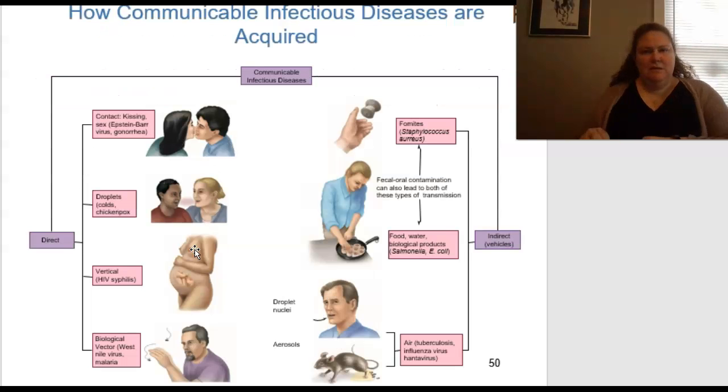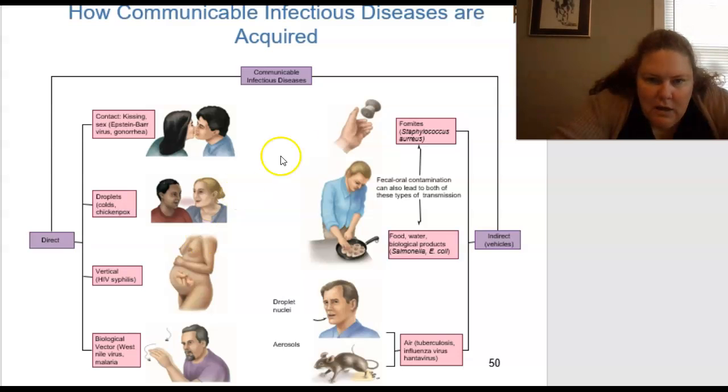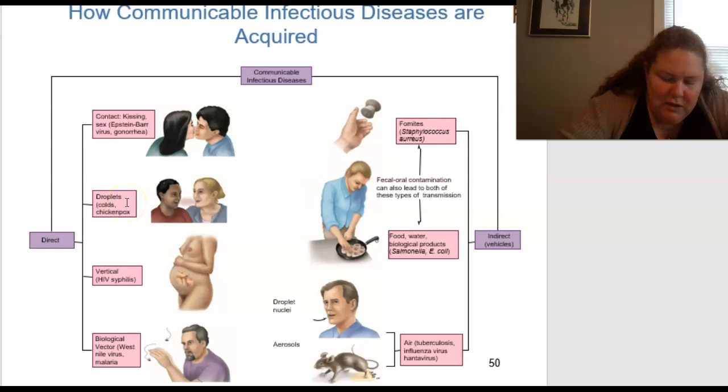So what about this? How are communicable and infectious diseases acquired? Basically, there are a couple of different ways. This is figure 13.18. Here you have communicable infectious diseases. We can have them transported through contact, which would be kissing and sex, and examples of this would be Epstein-Barr virus and gonorrhea. You can also have respiratory transmission. This is where we have the droplet spray, like colds and chicken pox. You can see they're pretty close together, talking without masks, and then we have the little droplets.